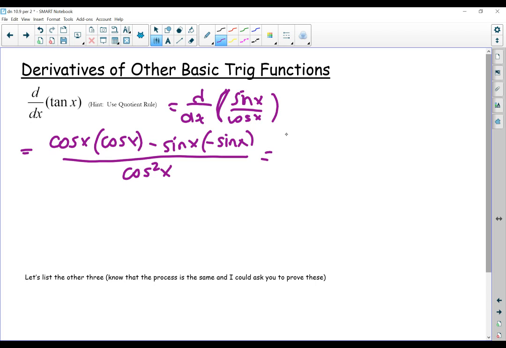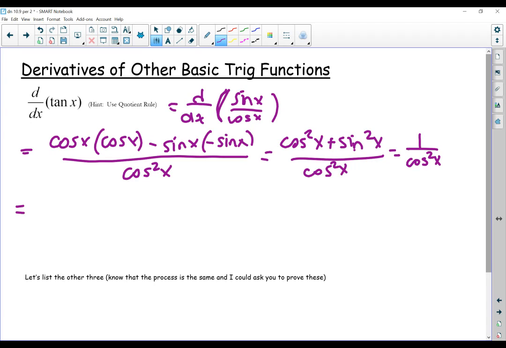Now look, if I simplify, I get cosine squared x plus sine squared x on top, over cosine squared x. I cannot cancel these cosine squareds out because of this addition, but I can use the Pythagorean identity to say cosine squared plus sine squared is just 1. So I get 1 over cosine squared. Now, that is the derivative, but a lot of times we don't like fractions. So what we would do here is use the reciprocal identity that 1 over cosine is secant.